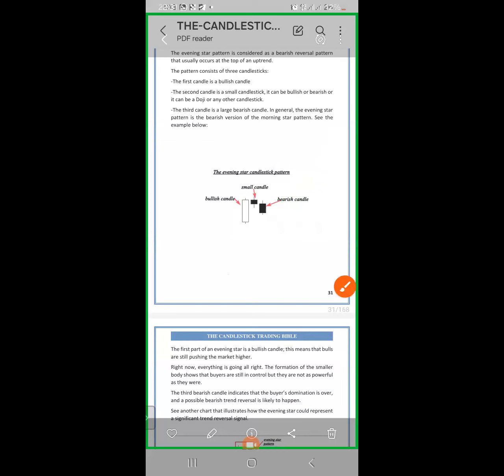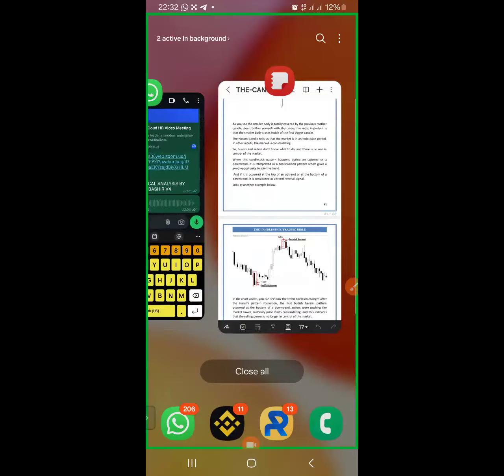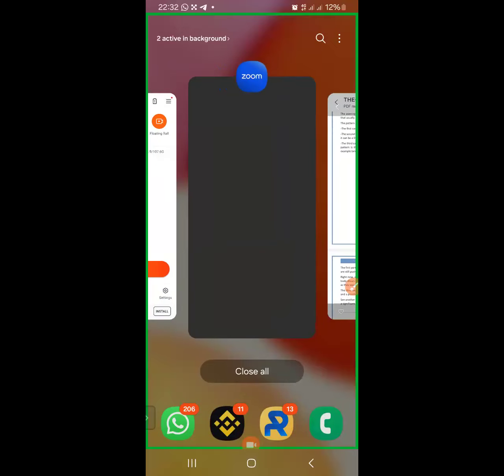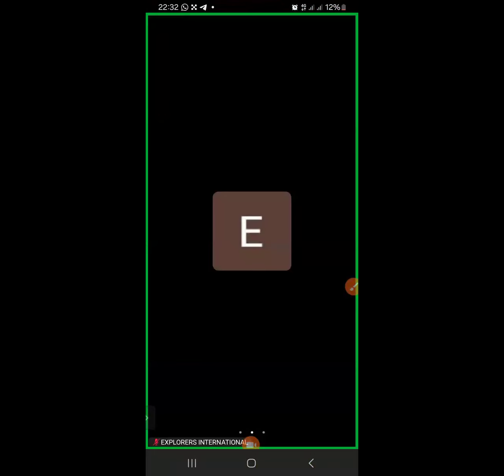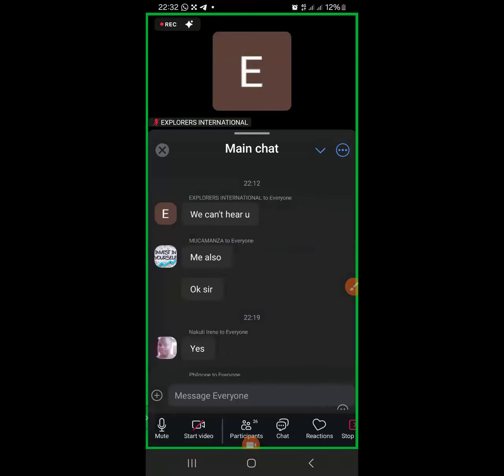Before I introduce other candlestick chart patterns, you can tell me where you have not understood best so that we can elaborate more before we proceed to other chart patterns. Let me know in the chat.